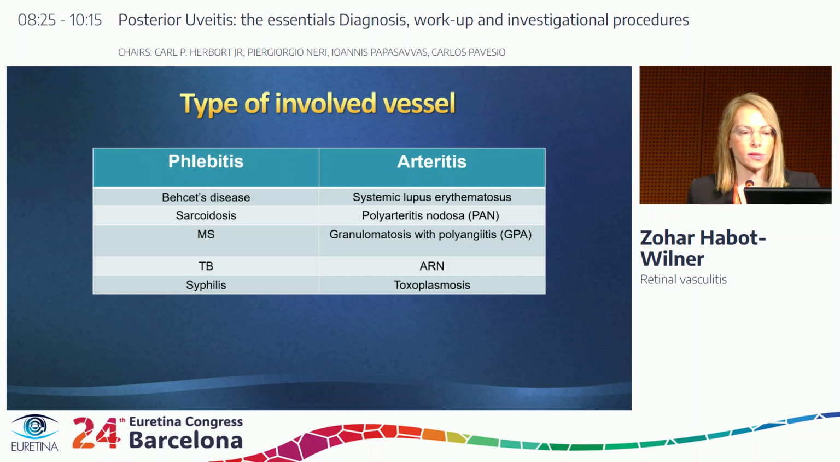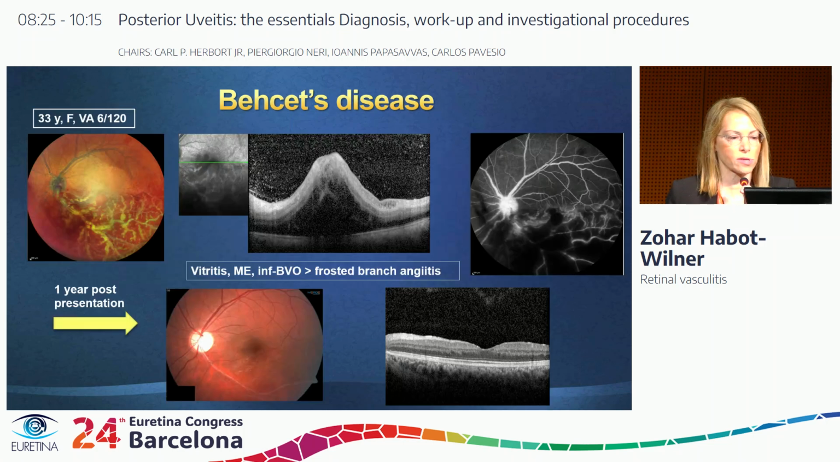Retinal vasculitis may also be classified according to the type of the involved vessels. So in many cases, we can see phlebitis in patients with Behçet, sarcoidosis, MS, and infectious TB and syphilis. Arteritis is most common in patients with SLE, PAN, GPA, and infectious acute retinal necrosis and toxoplasmosis. And more examples from my patients.